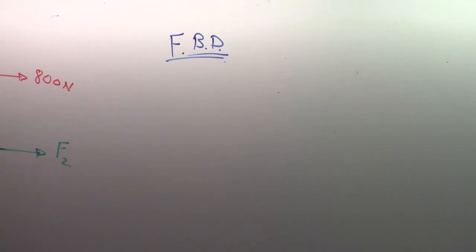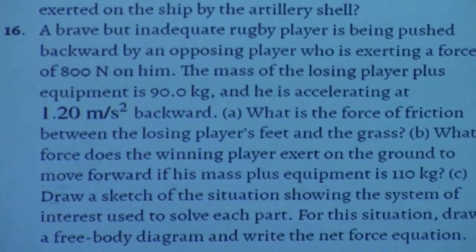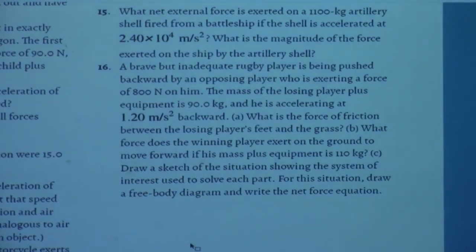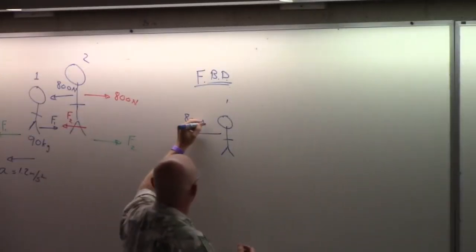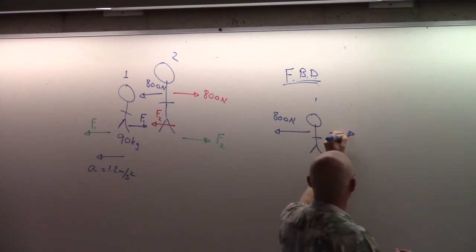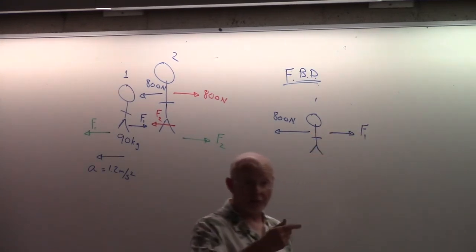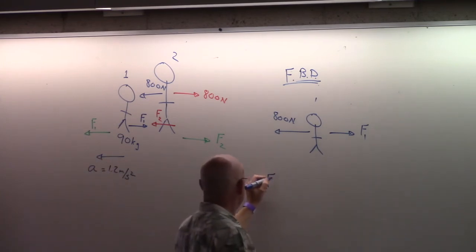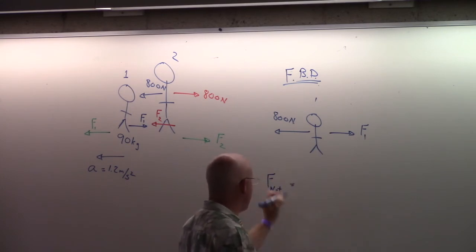And so it says right here, what is the force of friction between the loser player's feet and the grass? So if I look at the losing player, player number 1, I have a force pushing them backwards at 800 and a force that's pushing them forward, which is equal to what's on the grass, and that's the question they're asking. So the net force here, and so this is step 3, do the math.